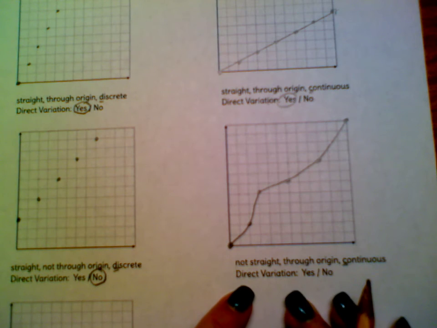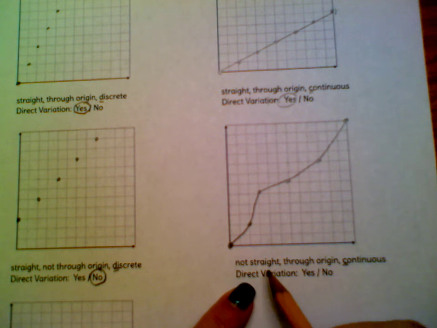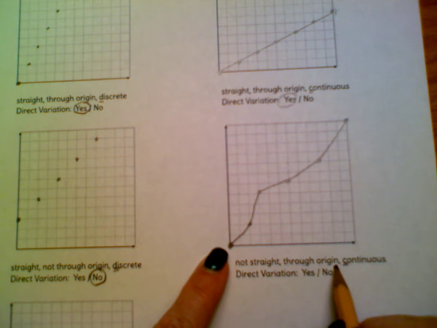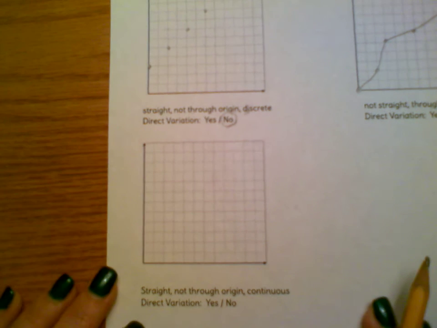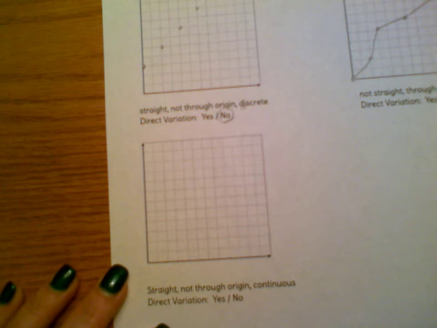So now we have to ask, is this direct variation? Has to be straight. Already there, it's not straight. Has to be through the origin. It is one of them, but it has to be both. Okay, this last one says it needs to be straight, not through the origin, and continuous.